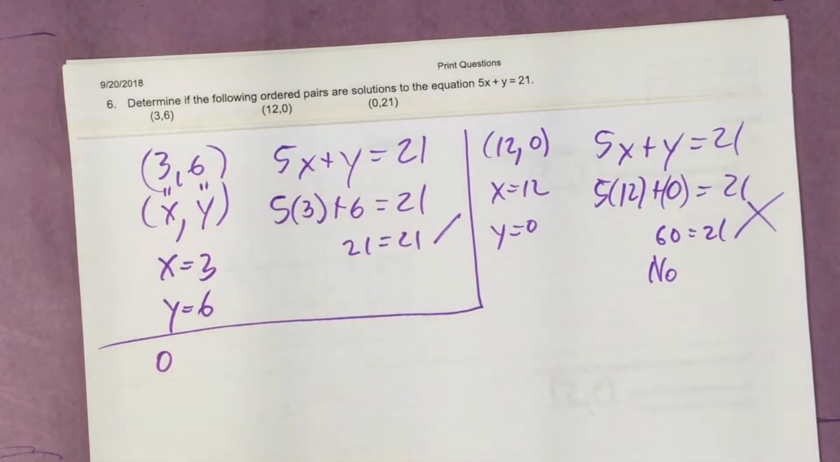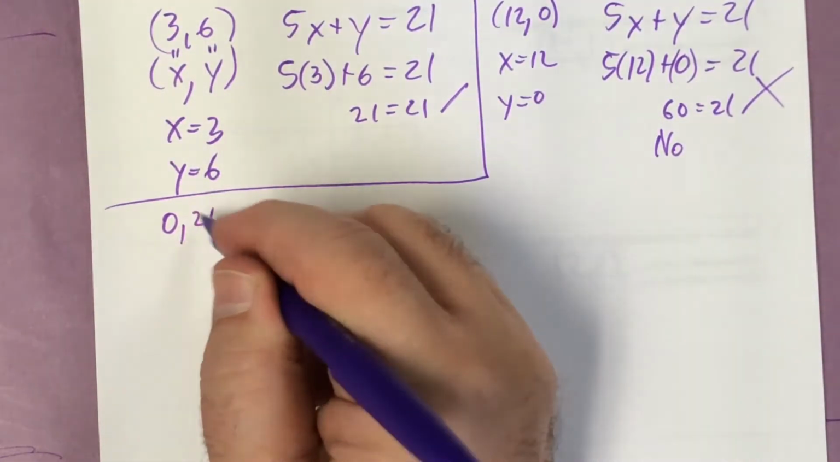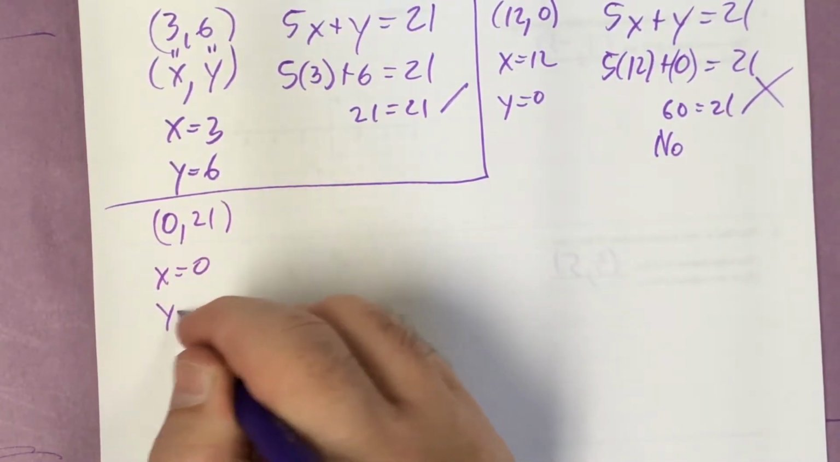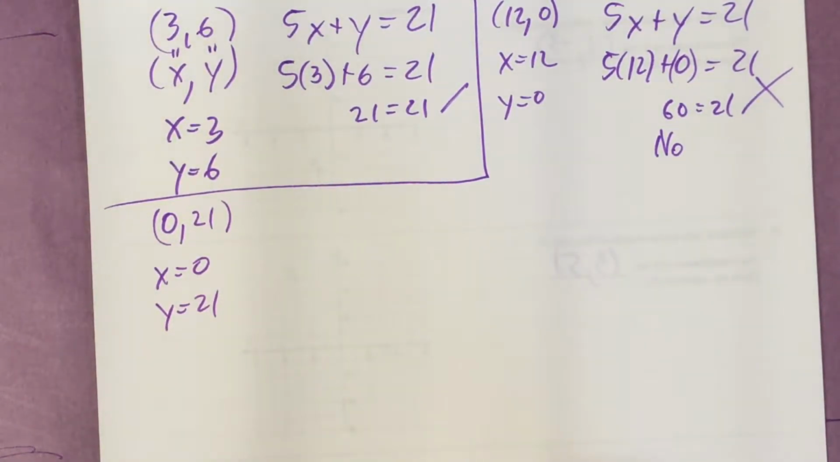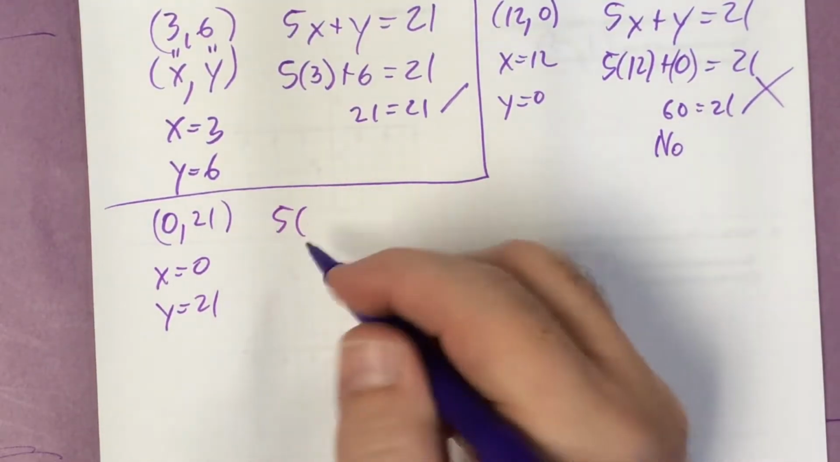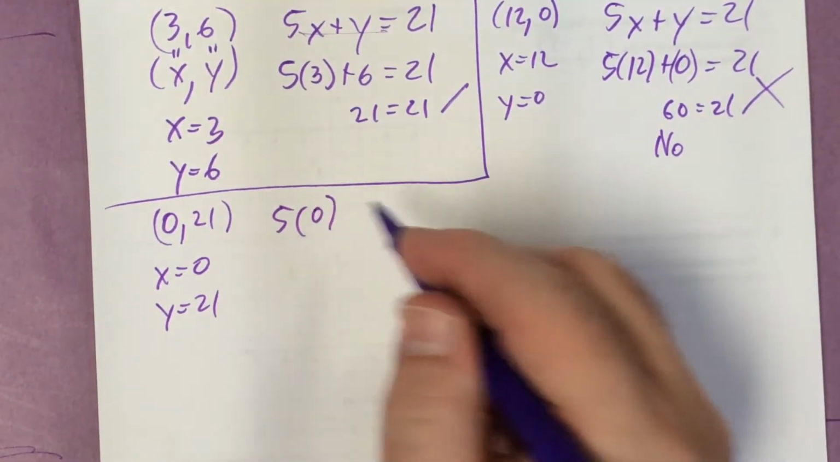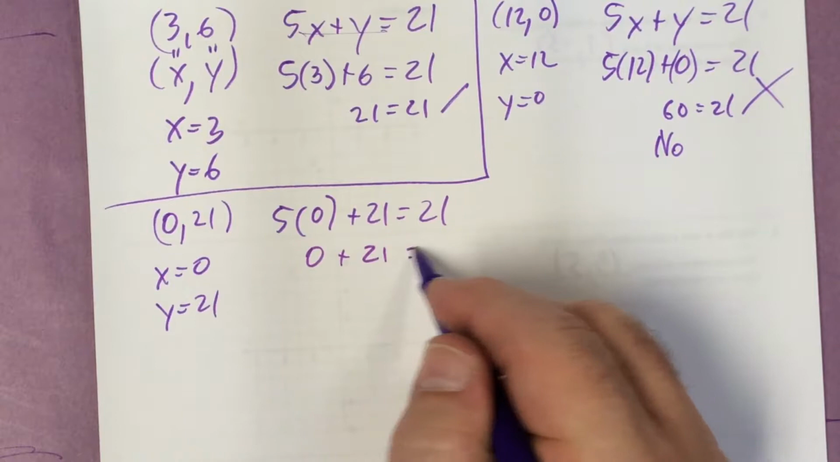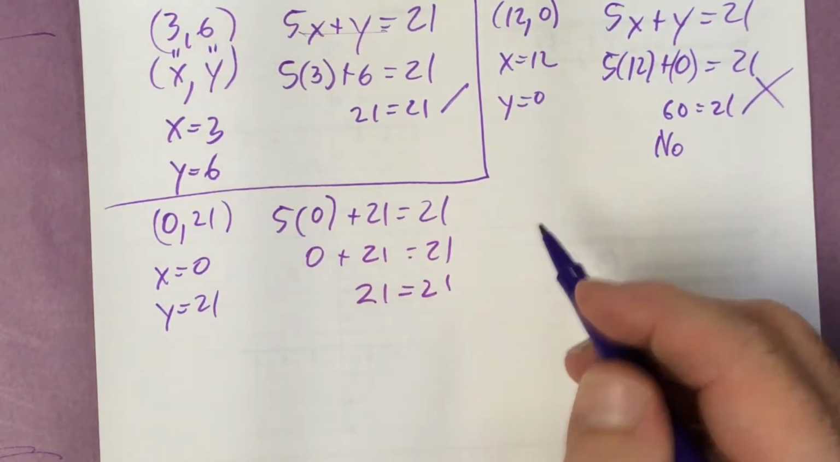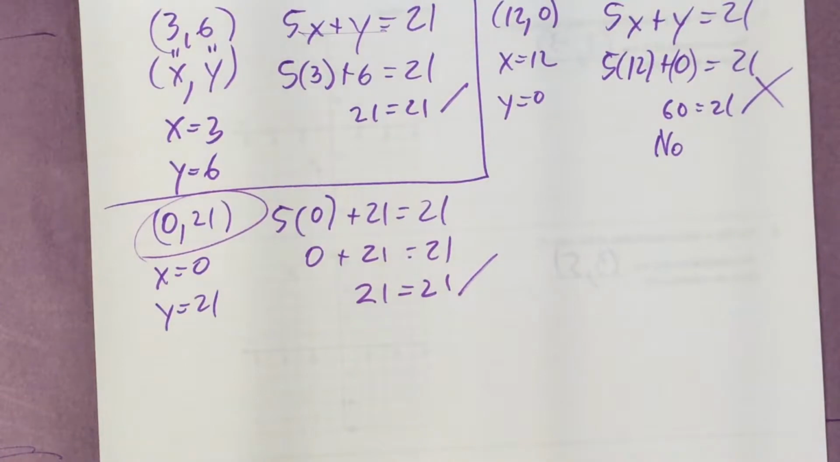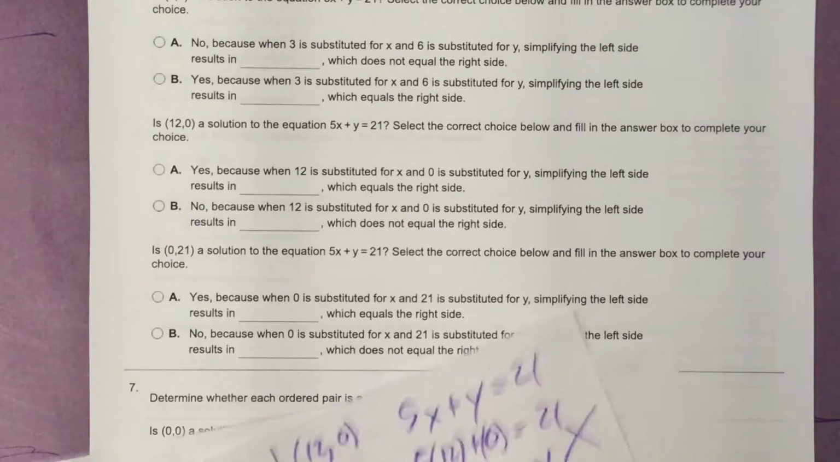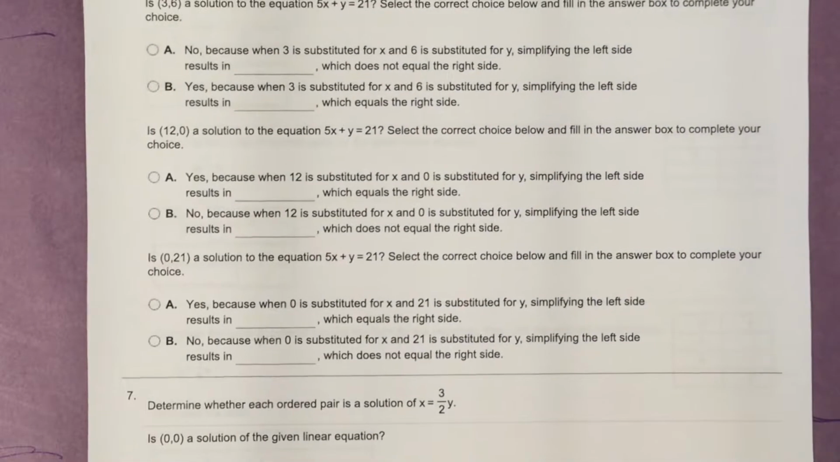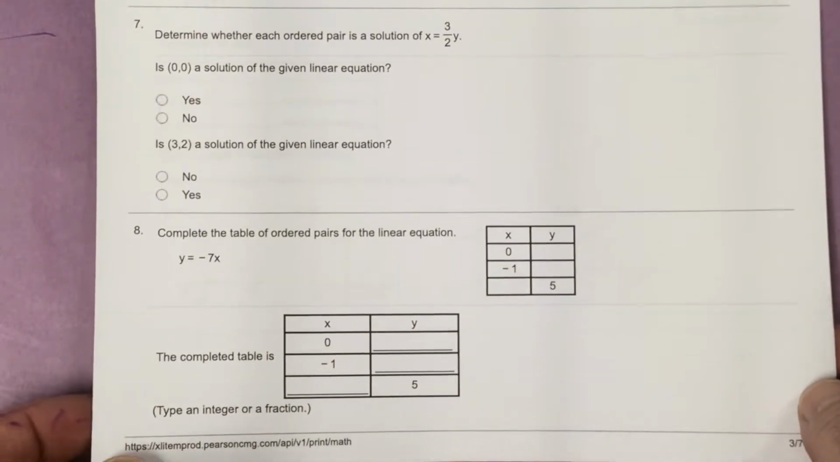Let's go ahead and take a look at the other point here too. We have the point (0, 21), where x is equal to 0, y is equal to 21. And what we'll have for this one is we're going to put the same equation here, 5 times 0 plus 21 is equal to 21. 5 times 0 is 0. And we get 21 equals 21. So it would appear that the point (0, 21) is a solution for the equation that's provided there. And then you can read through all those and choose yes whether it is a solution or it is not a solution.